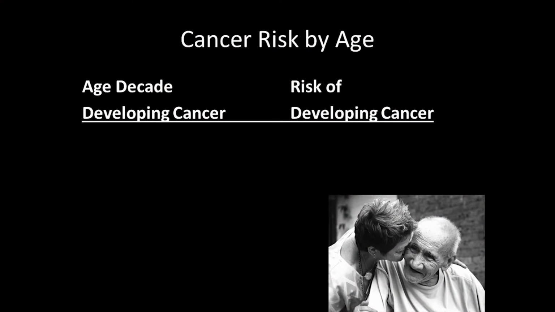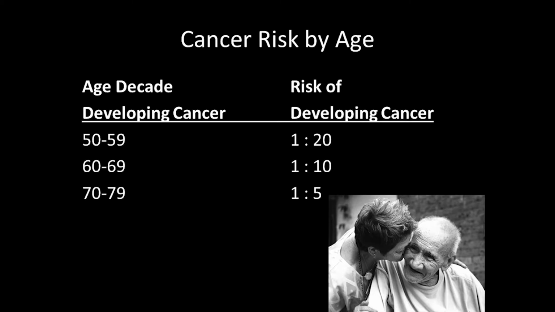Now, as you age, your risk of developing cancer increases. So if you're in the 50 to 59 age group, then you have about a 1 in 20 risk of developing cancer. If you are in the 60 to 69 year age group, then you have about a 1 in 10 risk of developing cancer. If you're in the 70 to 79 age group, then you have a 1 in 5 risk of developing cancer. And if you're in the 80 to 89 age group, then you have a 1 in 3 risk of developing cancer.